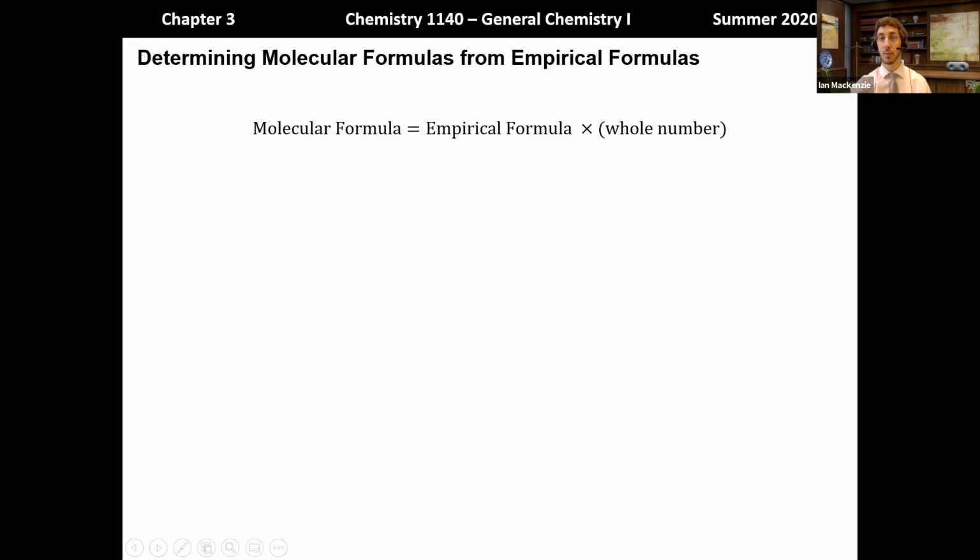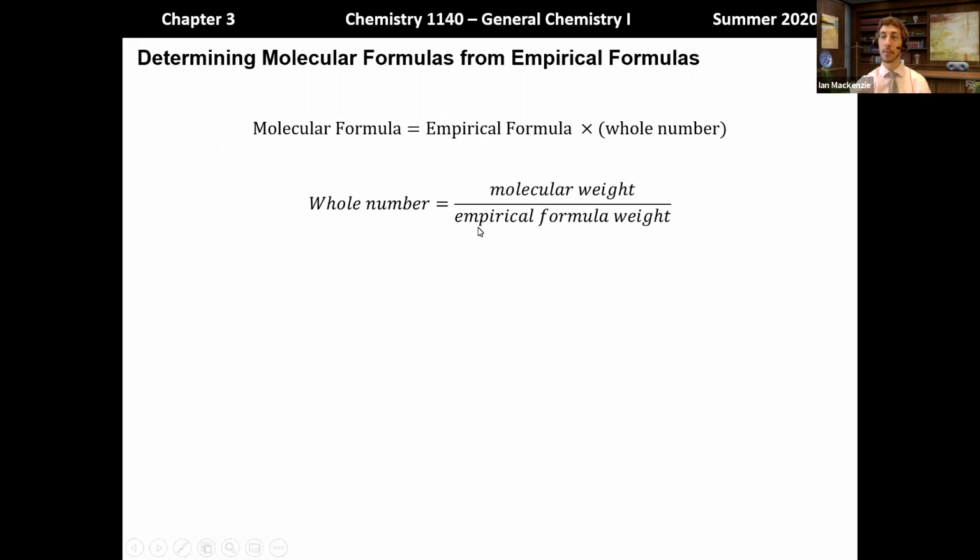Now, we can determine the empirical formula from the molecular formula. That's very straightforward, but without any additional information, we cannot determine the molecular formula directly from the empirical formula. We need additional information to help us figure out what this whole number is. And so we can get that whole number information if I knew the molecular weight and I knew the empirical formula.